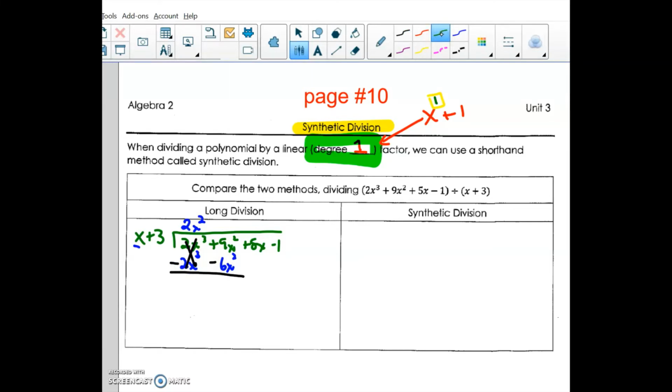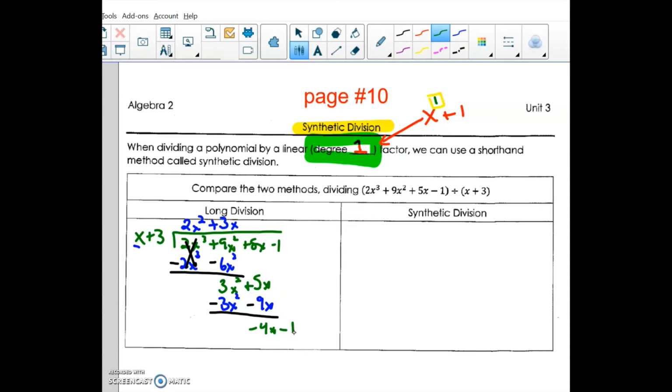9x squared minus 6x squared is 3x squared. You're going to bring down the 5x. So how many times is x going to 3x squared? It will be 3x times. 3x times x is 3x squared. 3x times 3 is 9x. We'll draw our line, change our sign. We end up with a negative 4x, and we'll bring down the minus 1.